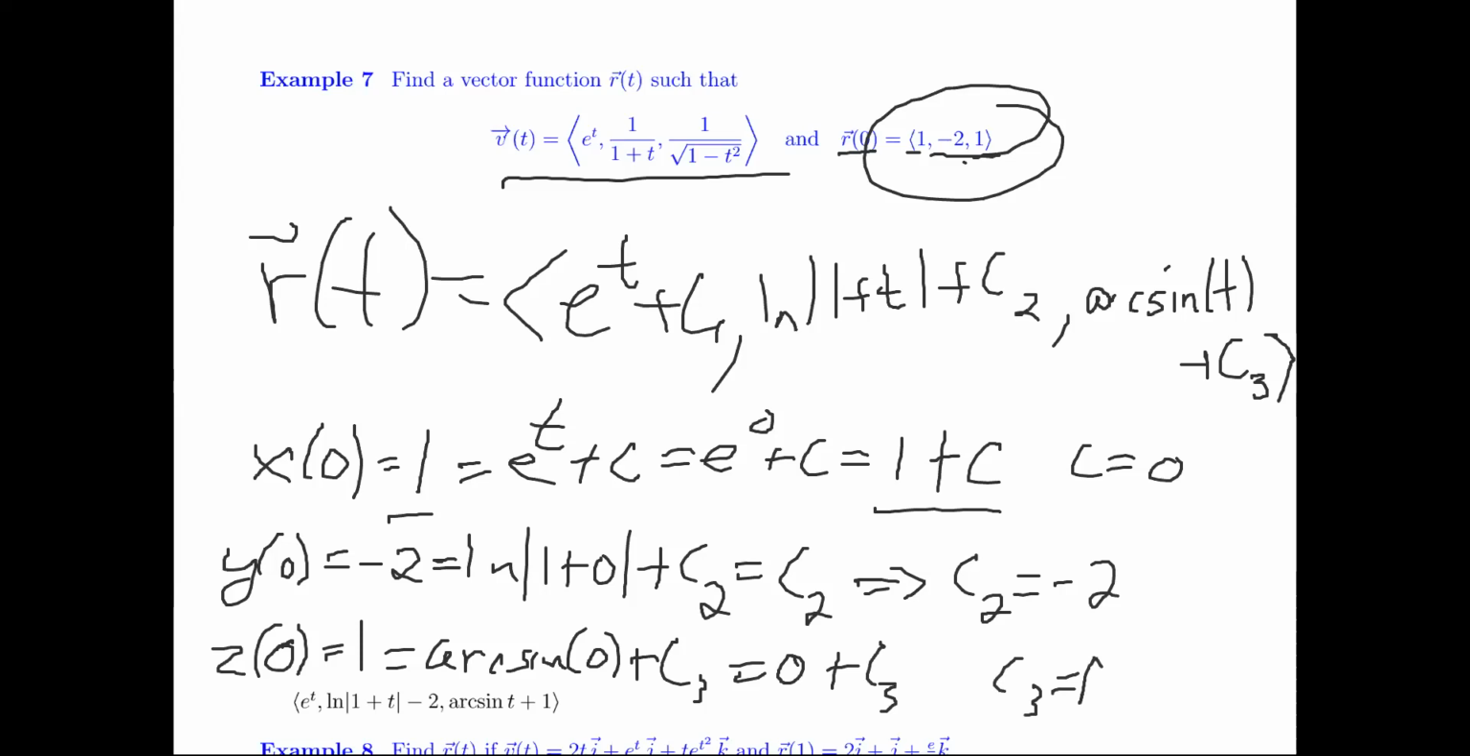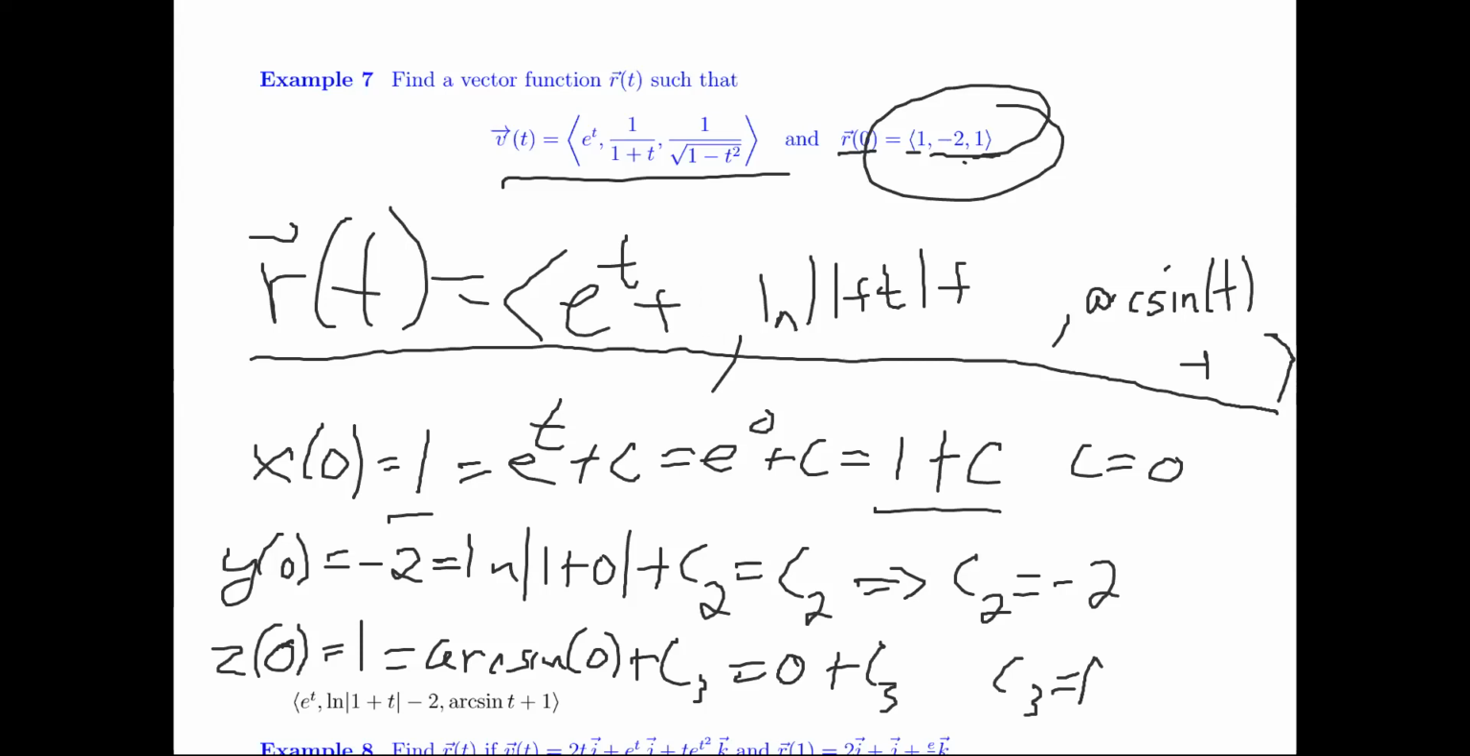All right, and then our final answer is this vector up here. That's what we're looking for, except we can plug in C1 is 0, C2 is -2, and C3 is 1. So our final solution is e to the t plus 0. So we can just leave that as e to the t. ln of 1 plus t plus a -2. And then arc sine of t plus 1. And that's it for that problem.